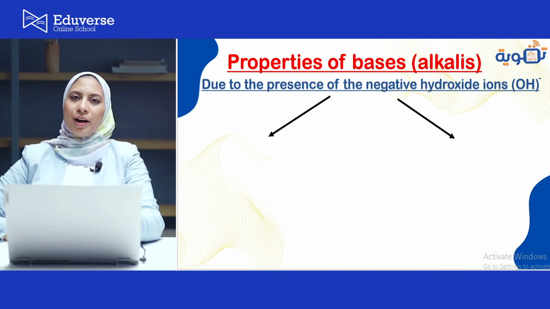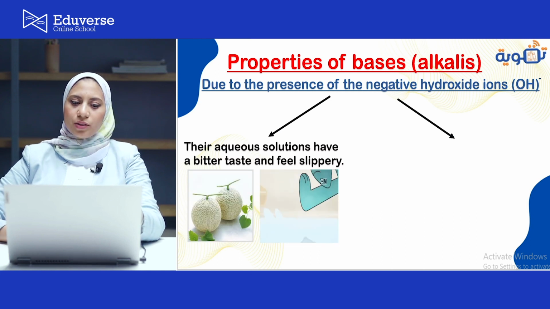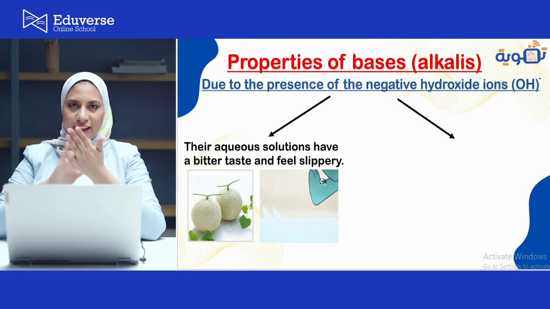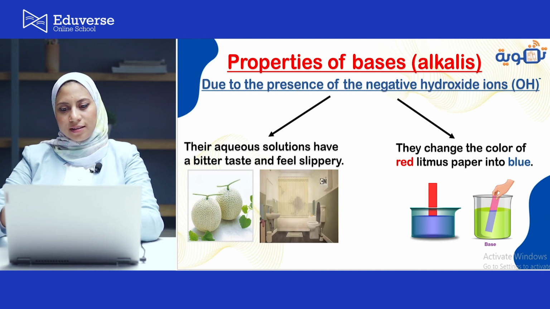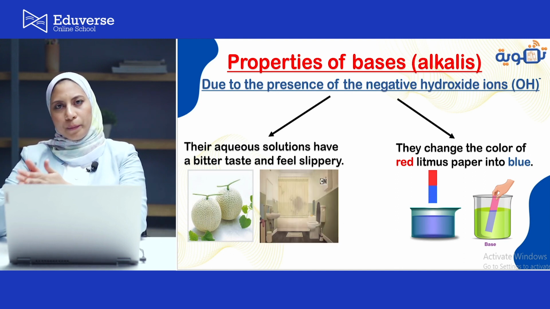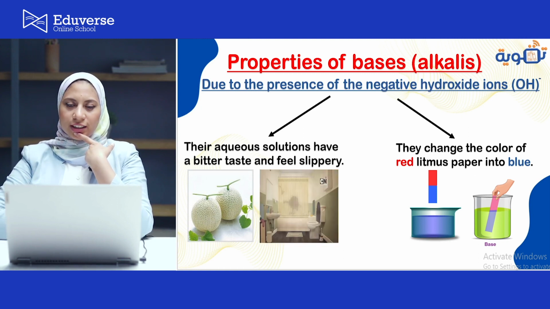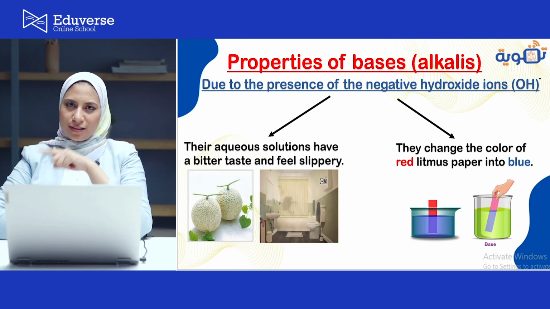Okay, what about the properties of bases? The taste first. Their aqueous solutions have a bitter taste and feel slippery like soap. And all the bases change the color of red litmus paper into blue. So, bases begins with letter B, will turn the litmus paper into blue with another letter B.